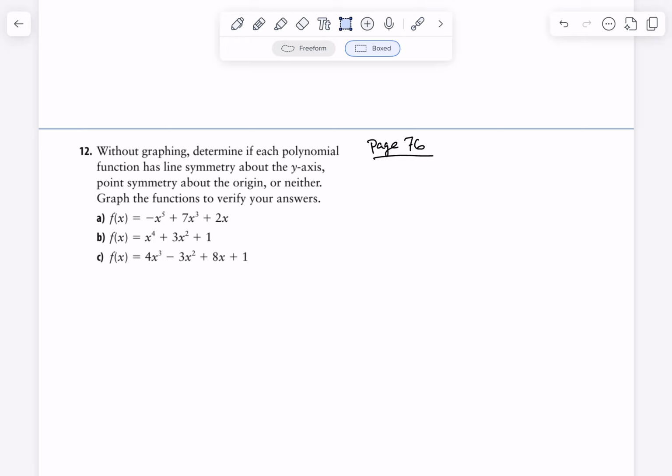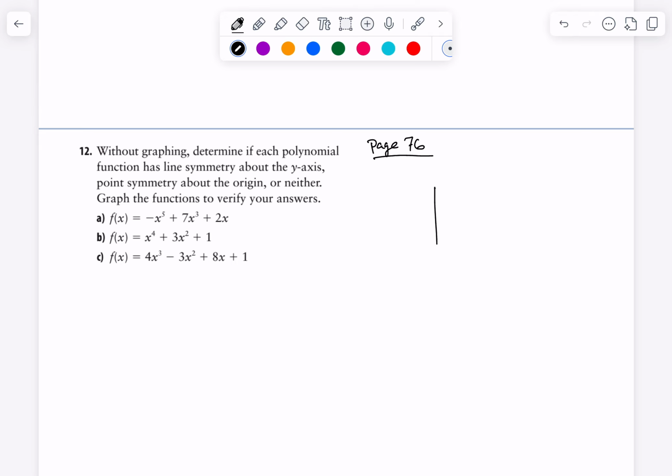All right, so this is number 12 from your review. It's asking us, without graphing, to determine whether there's going to be point symmetry, line symmetry, or no symmetry at all. And if you recall some of those terms, they came from our even and odd tests, okay? And so if you're thinking about graphs of the past, right?